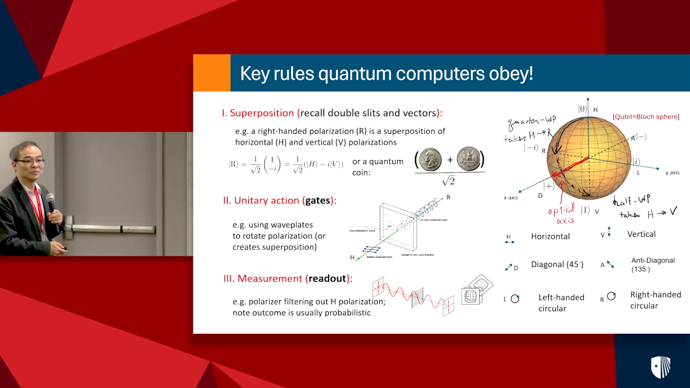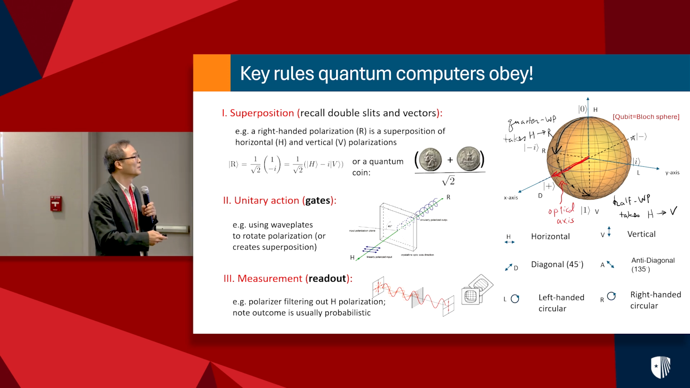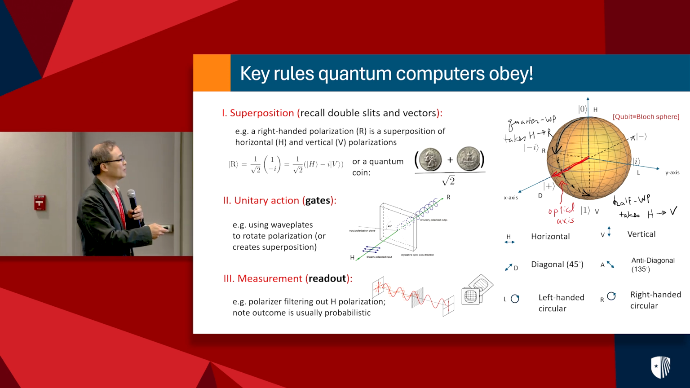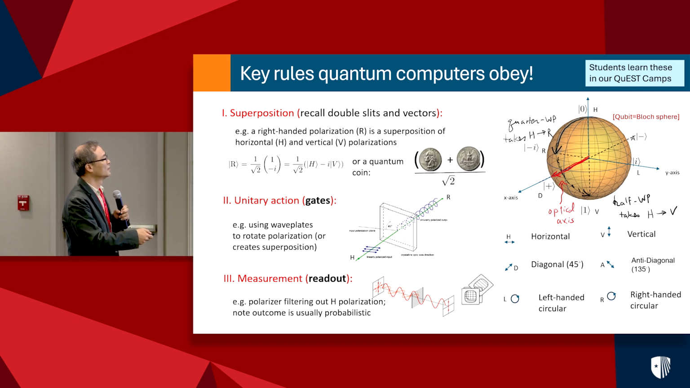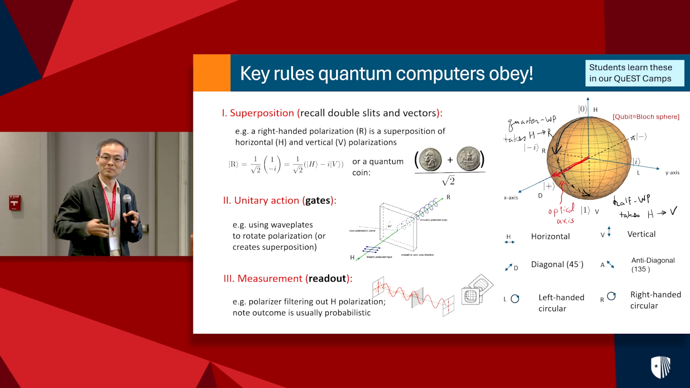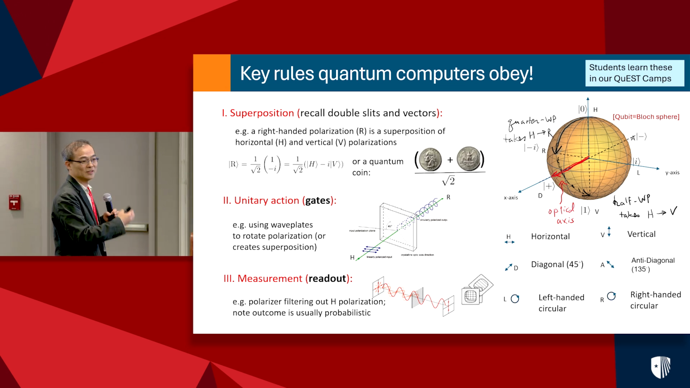But these are the 3 principles that we teach in our summer camp. So I'm not going to go through the detail. We use various representations, for example, polarizations, electron spins, and I even use a quantum coin. Superposition basically means that you can be at different places at the same time. For example, the coin could be simultaneously up and down. Okay?